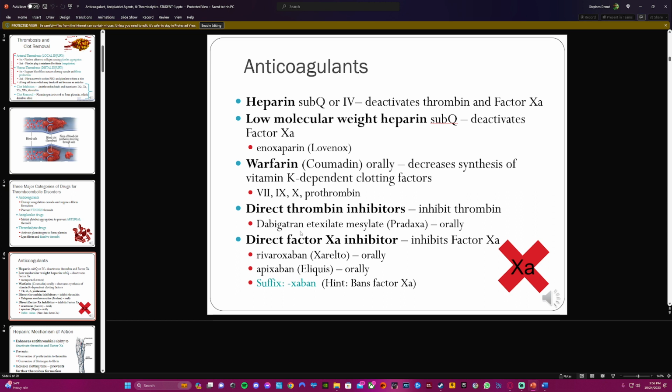Direct thrombin inhibitors inhibit thrombin. This is dabigatran etexilate mesylate, or Pradaxa. You want to take this orally. Direct factor Xa inhibitors inhibit factor Xa. This is rivaroxaban or Xarelto, taken orally. Apixaban or Eliquis, which is oral. The suffix for these is xaban, hence bans factor. A hint to remember: this ban bans factor Xa, xaban.